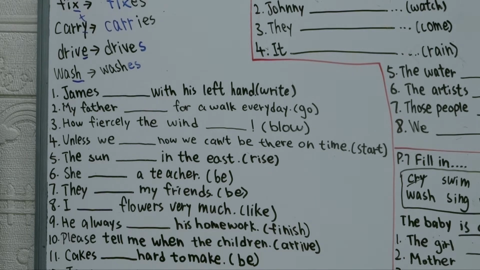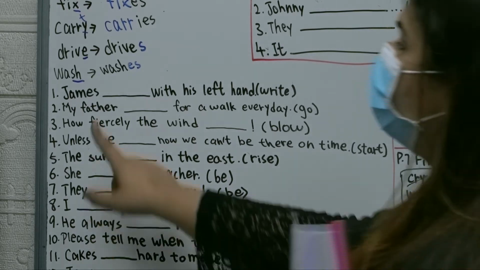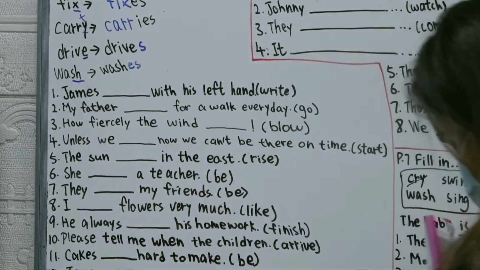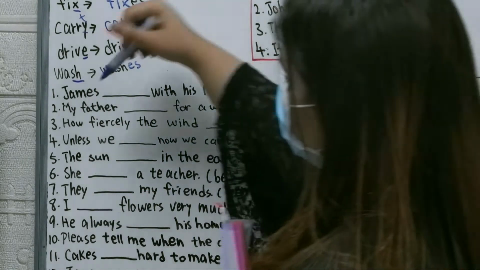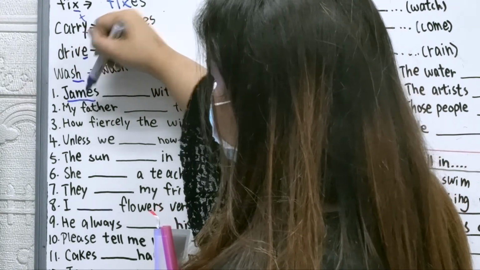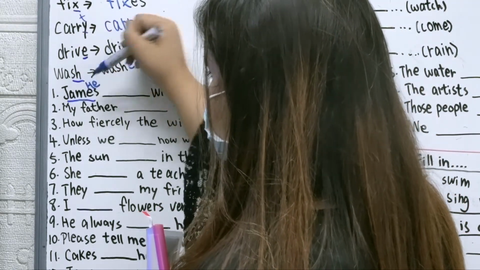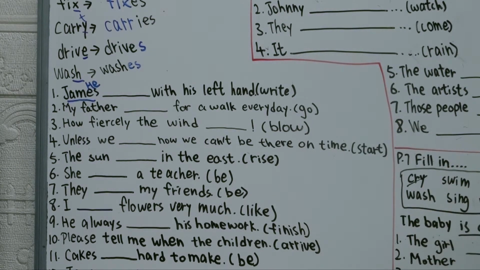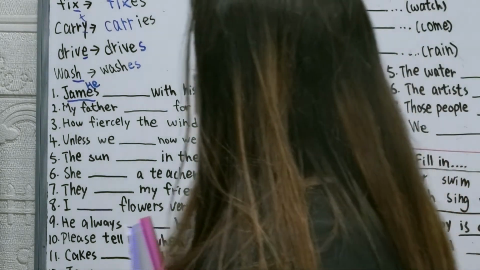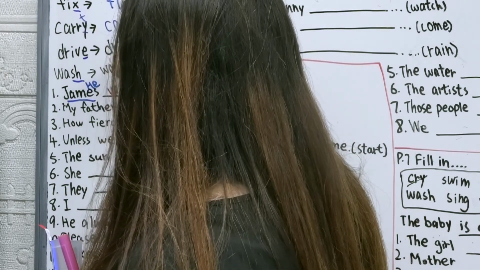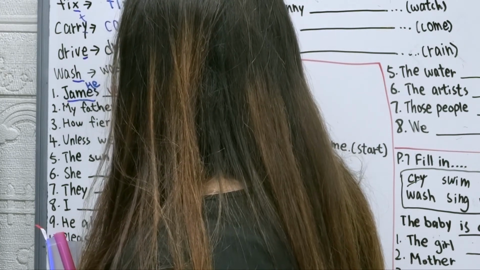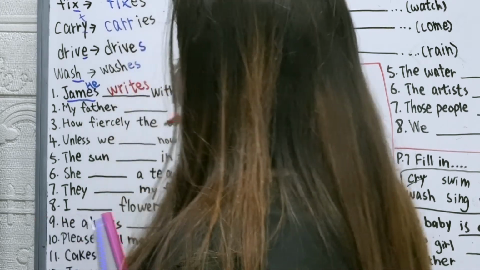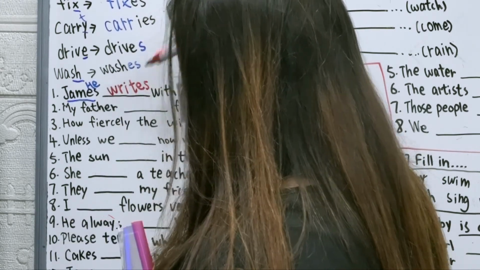James is... James is a boy, right? Which subject goes with James? Of course, he, right? So do we have to change the verb? Yes, of course. Add S. Good. Write becomes writes. As I said, when the verb ends with E, we add S.